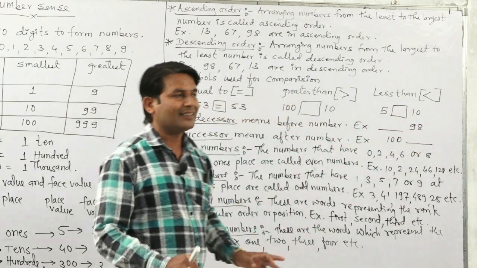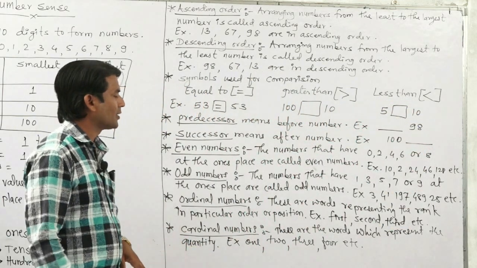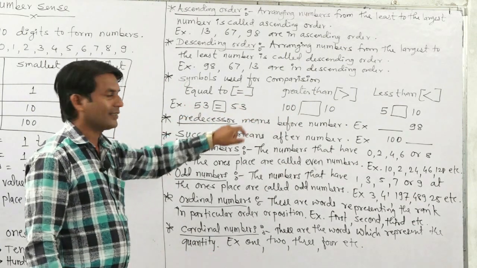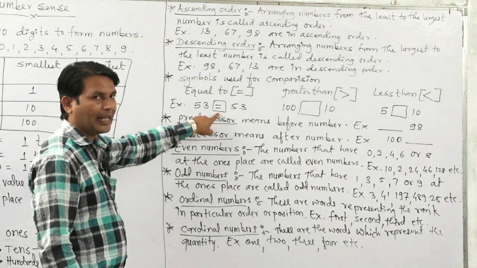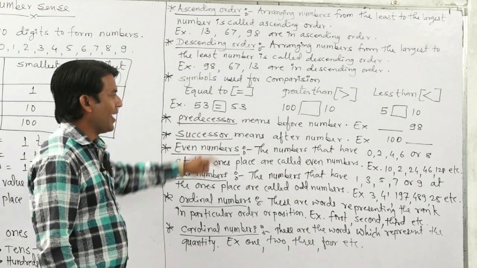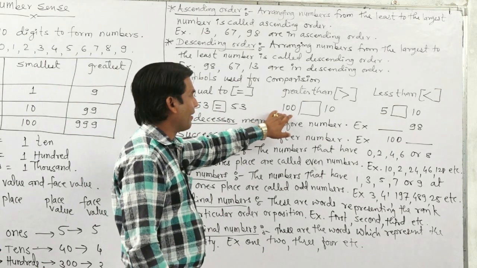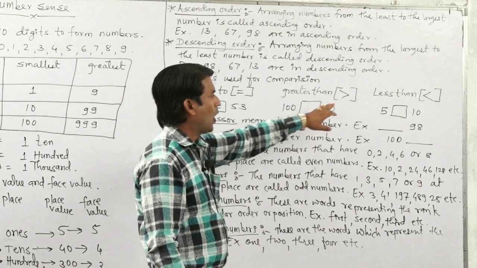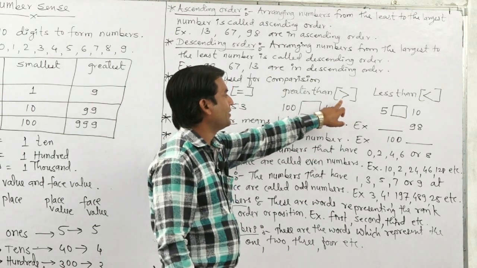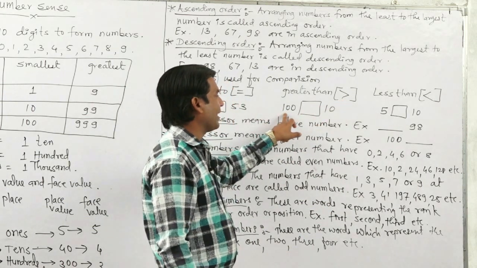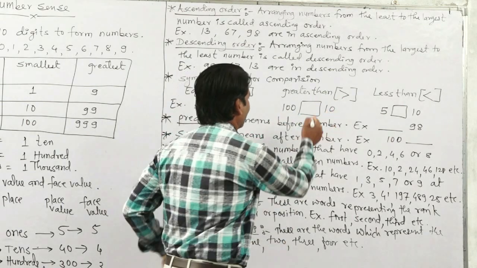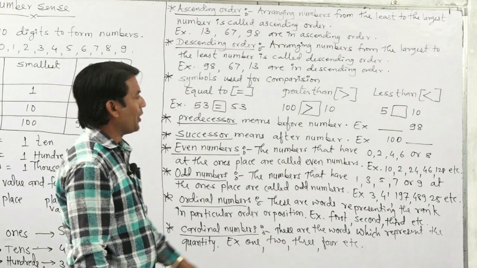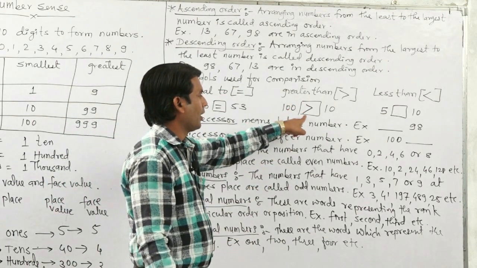Okay, we use these symbols to compare two numbers. For example, when two numbers are equal, we put the equal to symbol. When the first number is greater than the other number, we use the greater than symbol. 100 is greater than 10. So we use this greater than symbol here.